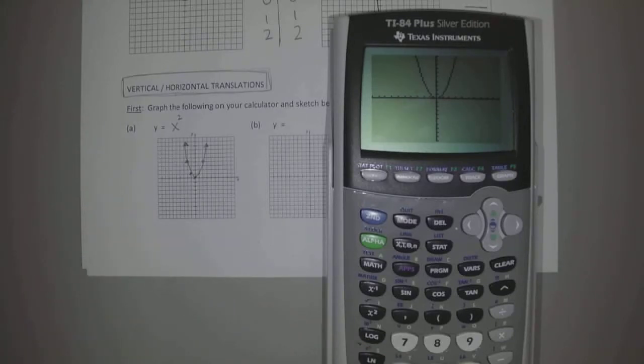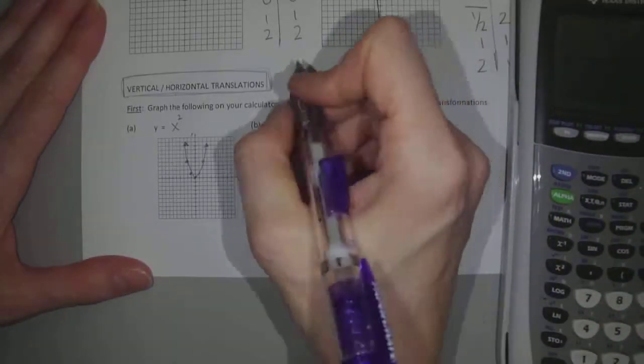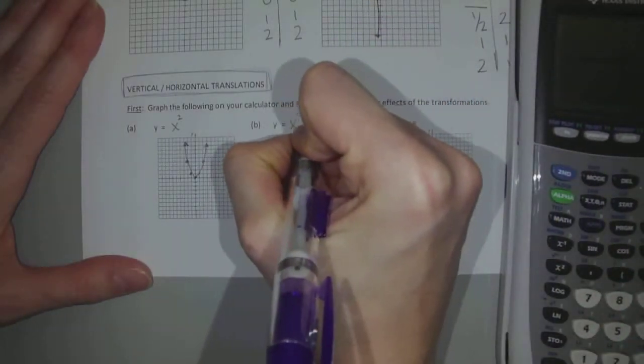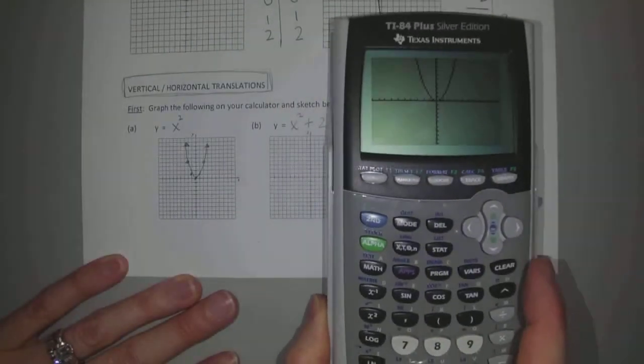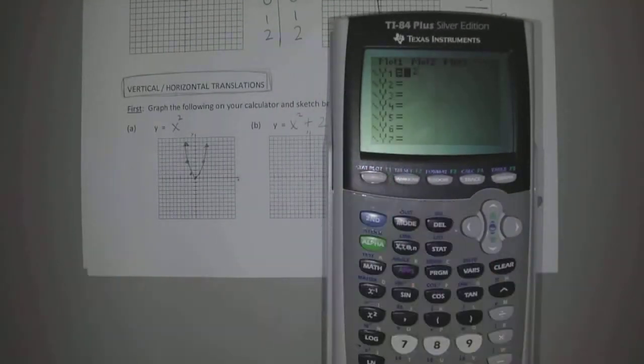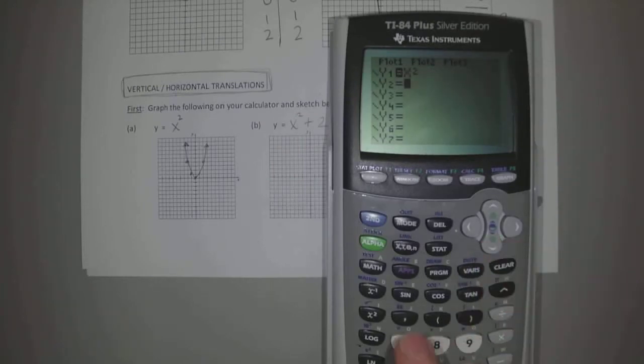So Corey, I just hit the y equals button, and I typed my x squared in there, and I hit graph. And when I didn't see it come up, I hit zoom and then 6 to get my standard viewing window. So that's our normal parabola, okay? Let's leave him there in our y equals, y1, excuse me. And in y2, let's type this, x squared plus 2, okay?